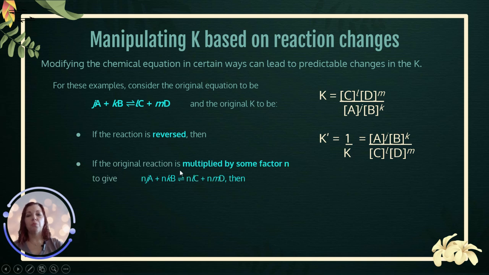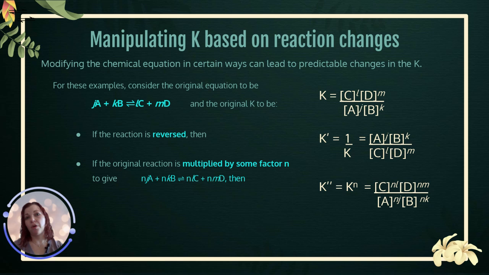If the original reaction is multiplied by some factor n, whatever that might be, 2, 3, 4, a half, any of that, so that all of your coefficients are multiplied by that term, then you're going to take your K and raise it to that power. Now, if you stop and think about that, that's because when we multiply the coefficients by a term, then in your equilibrium expression, that means that we're changing the exponents to be a multiple of that term. And so that's why we raise the value of K to that exponent.